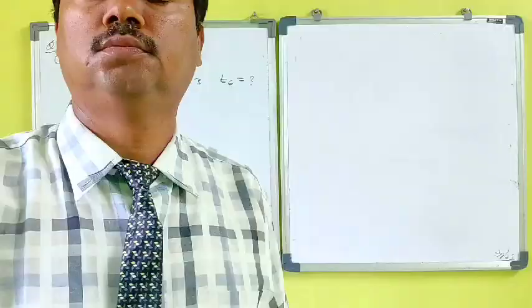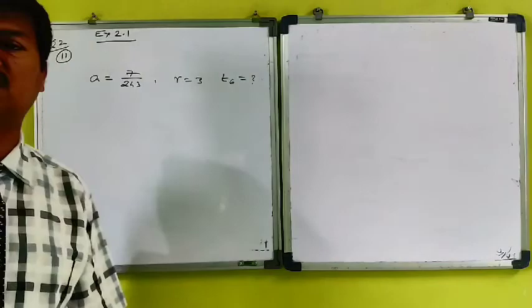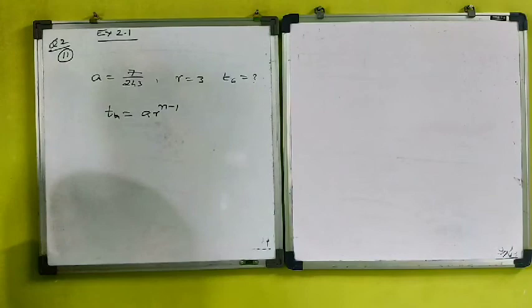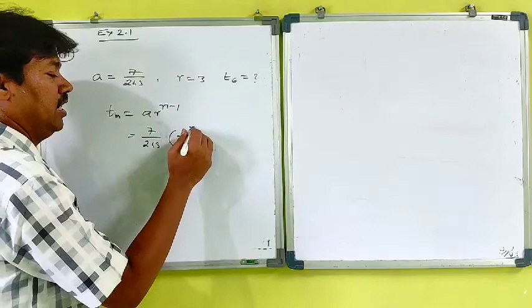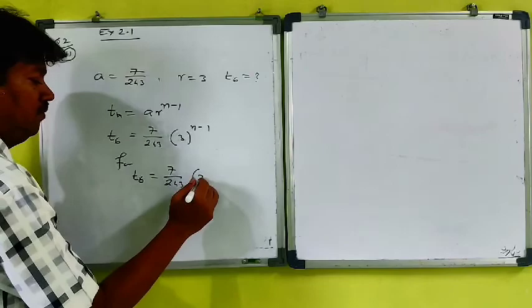Now next is sum exercise 2.1, question number 2. What is given here? a is given as 7/243, r is equal to 3, what is T6? So T6 you have to calculate. We actually find Tn first. The formula for Tn in geometric progression is a r raised to n minus 1. So here it is 7/243, and the value of r is given as 3. For T6, put n equal to 6 in this, so it becomes 7/243 times 3 raised to 6 minus 1, that is 3 raised to 5.